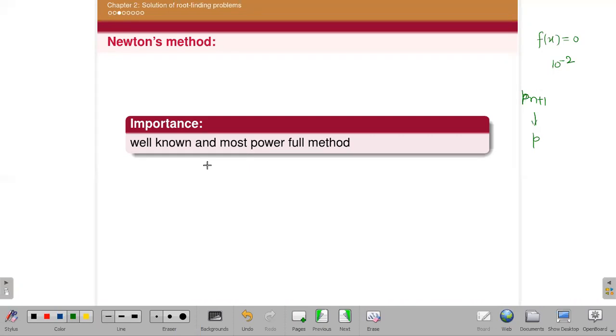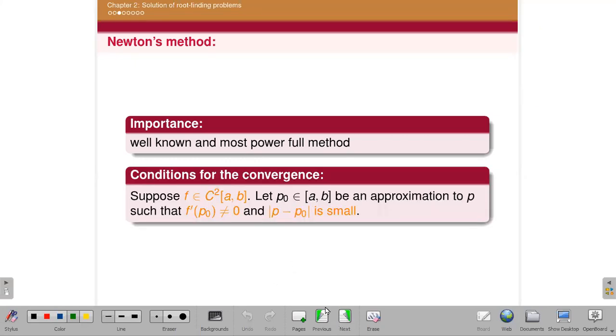So now, obviously, there are some conditions also for which it will give you the convergence. So what are these convergence conditions? So this is the convergence condition. Here you have to take function is what, C2 of [a,b]. If I write C of [a,b], it means function is continuous on [a,b]. And if I write C1 of [a,b], what it means: function is continuous and its first derivative is also continuous.